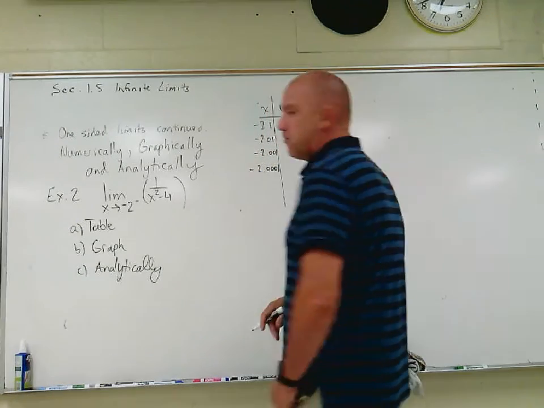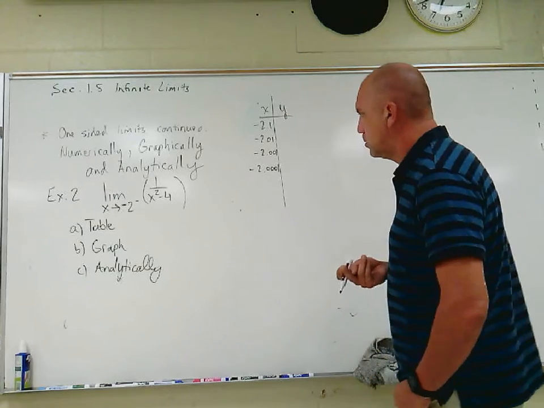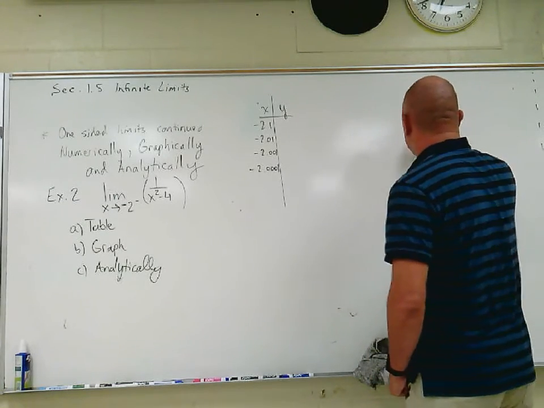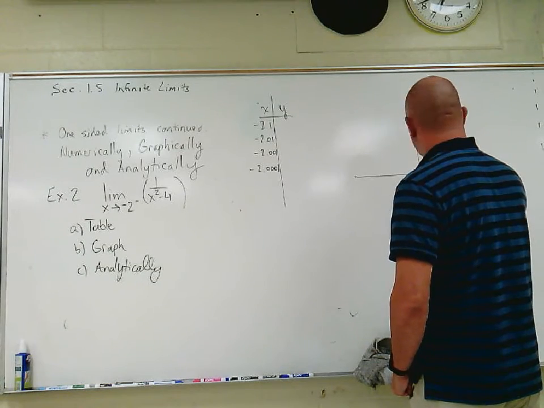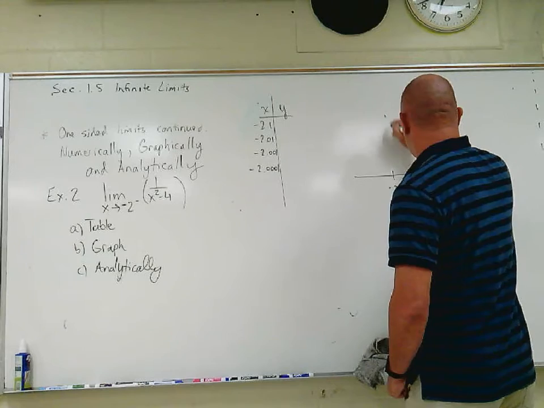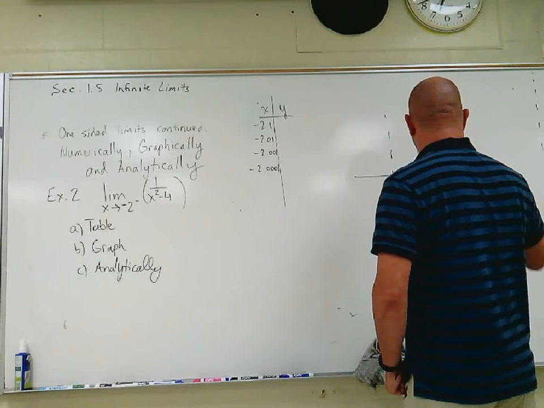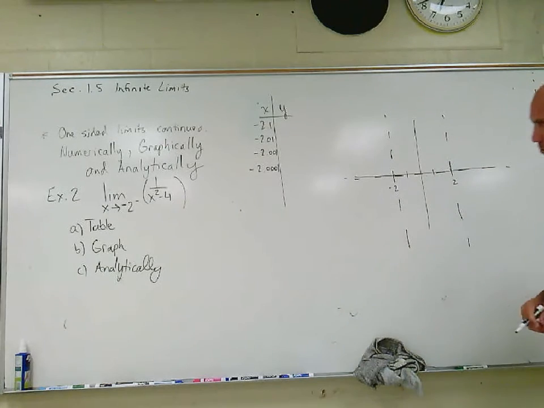I'll probably do like 4 entries on my table. Negative 2.1, negative 2.01. You can graph it on your calculator to have a look at the graph.